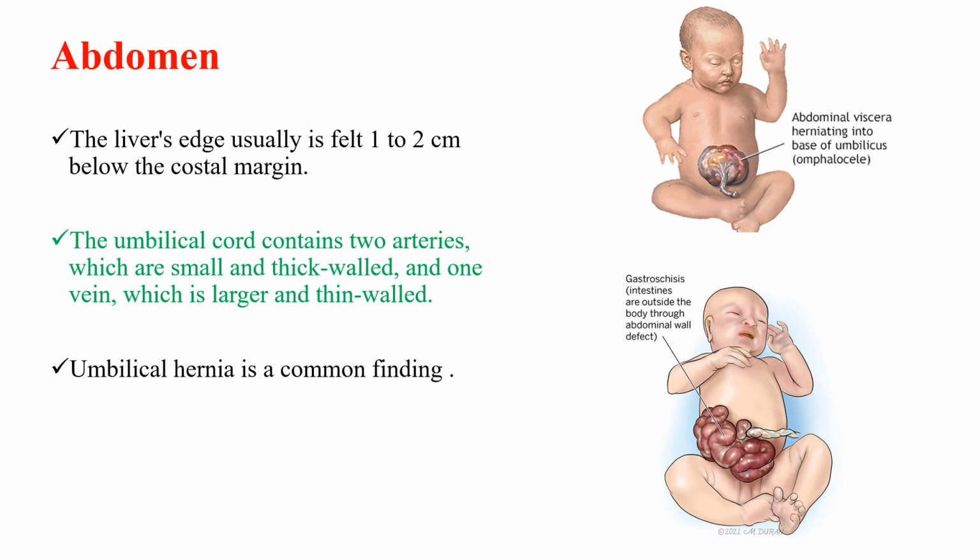The umbilical cord contains two arteries, which are small and thick walled, and one vein, which is larger and thin walled. Umbilical hernia is a common finding in newborns, and we also have to check for abdominal wall defects such as omphalocele and gastroschisis. Omphalocele is abdominal viscera herniating into the base of the umbilicus, covered by a membrane, and most of the time omphalocele is syndromic. Gastroschisis is intestine outside the body through an abdominal wall defect without any membrane covering, and most of the time gastroschisis is not syndromic.